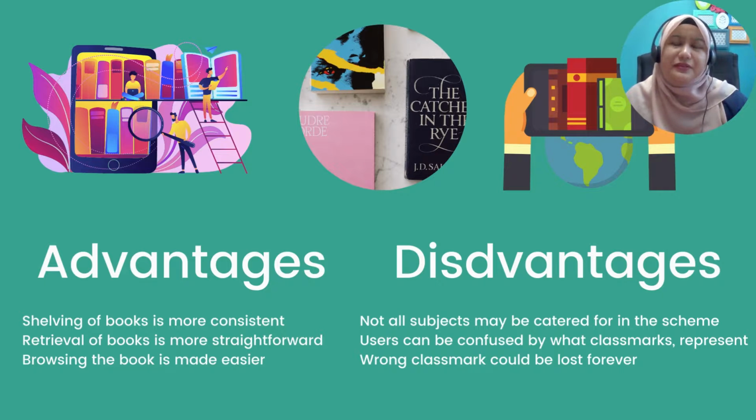However, the disadvantage of classification schemes or systems is that not all subjects may be catered for by the scheme, especially new sub-disciplines or new knowledge, such as big data. Furthermore, users can be confused by what the class mark represents. Often, there is no recognizable link between the subject and the book. And a book given the wrong class number and shelved out of its subject area could be lost forever and not used by library users.